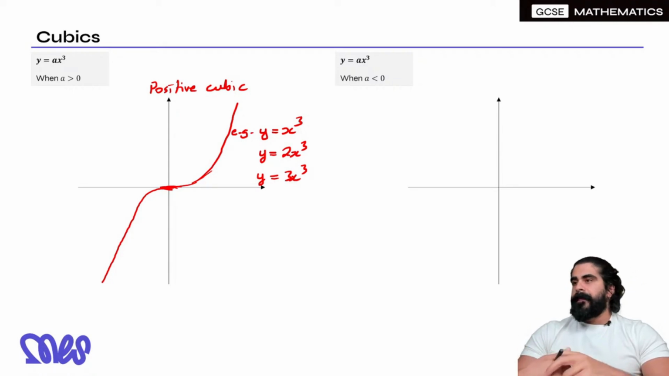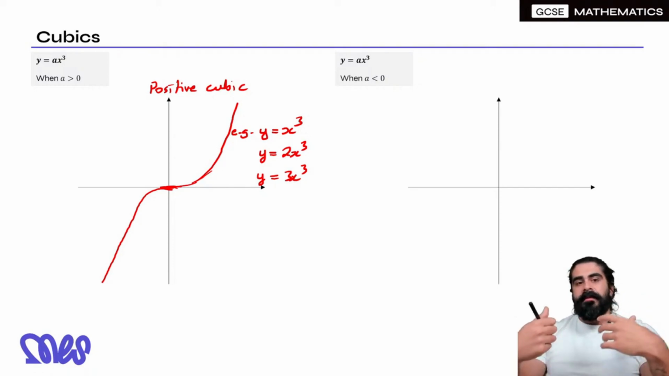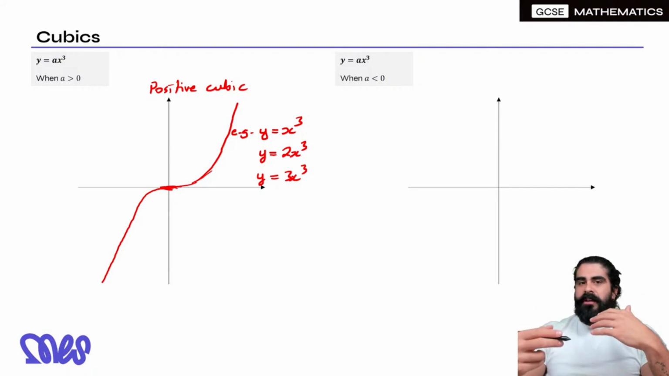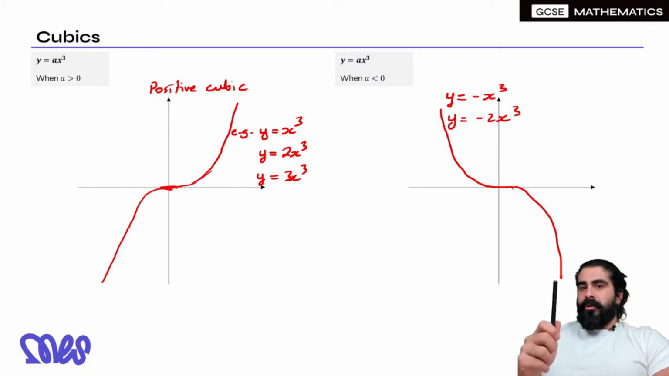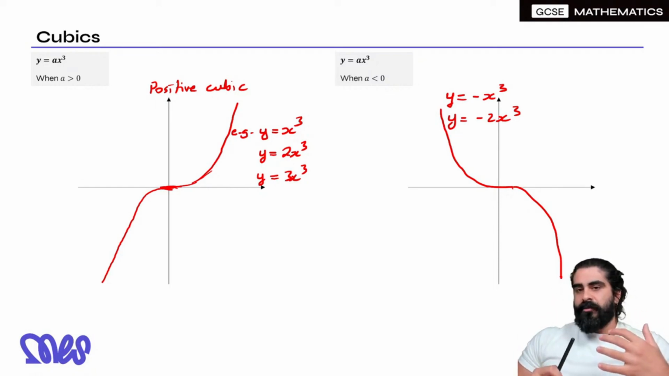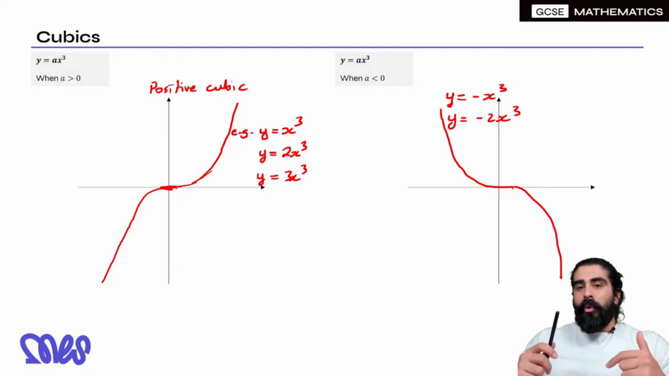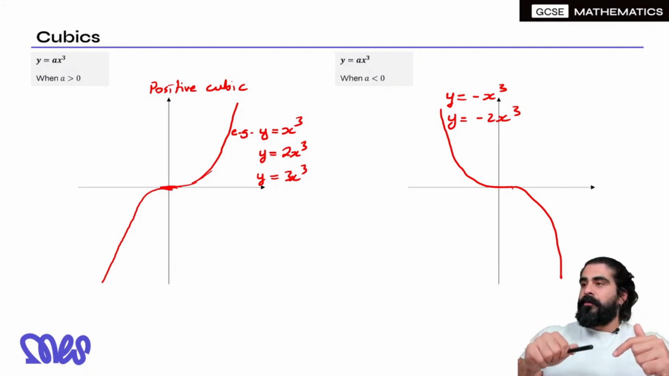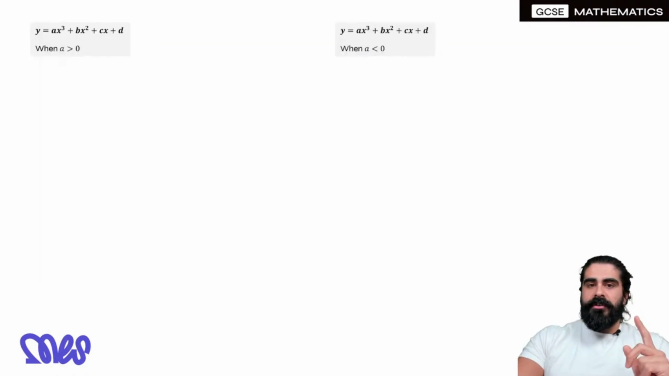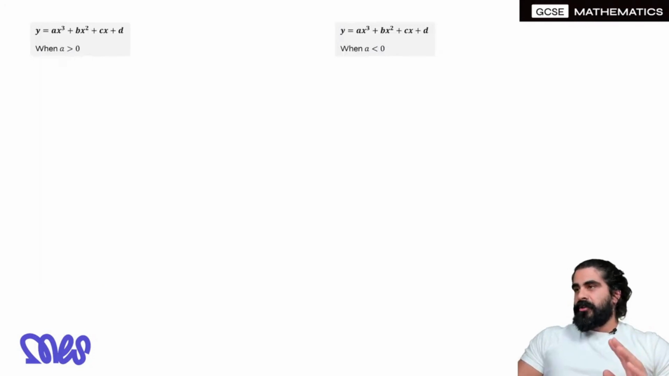The next one is if a is negative. If a is negative, it does the exact same shape, it's just the other way around. Very important with cubics: if you decide to do A-level maths, which would be fantastic, you learn more about what the cubics will look like properly because there are variations to cubics.